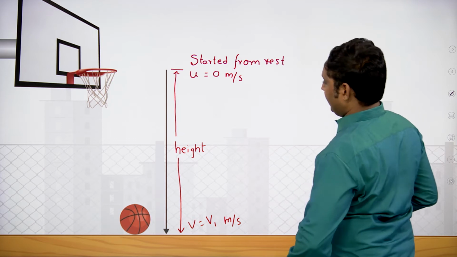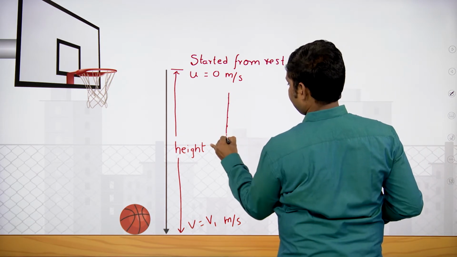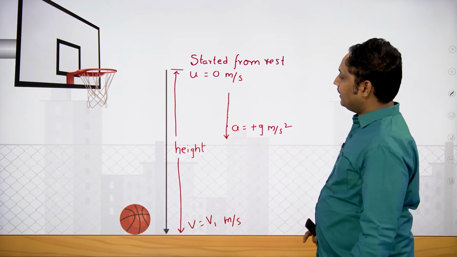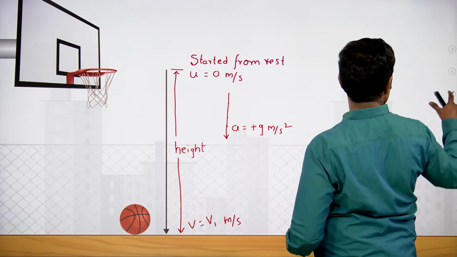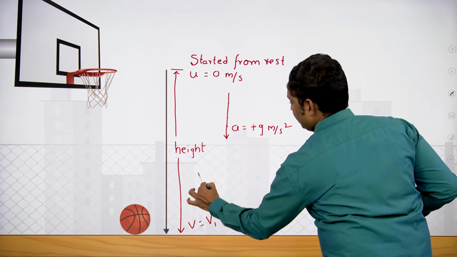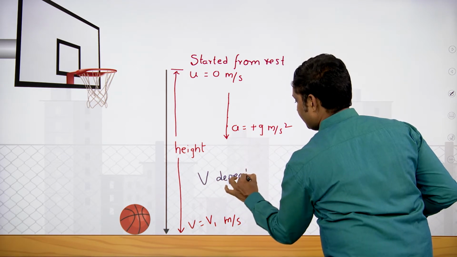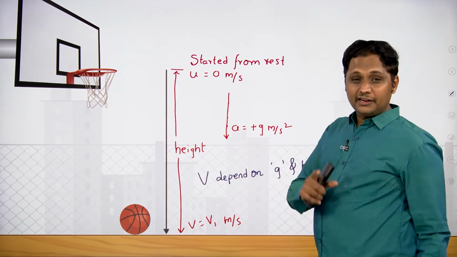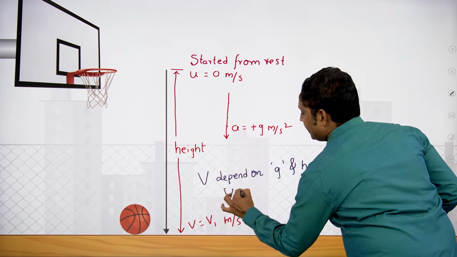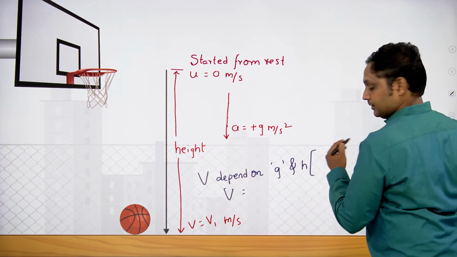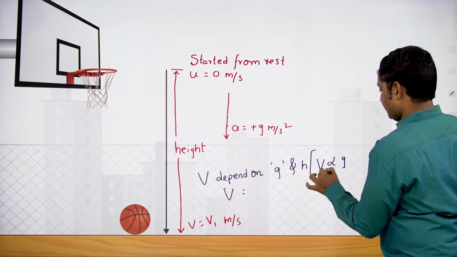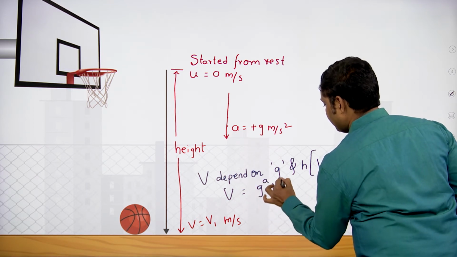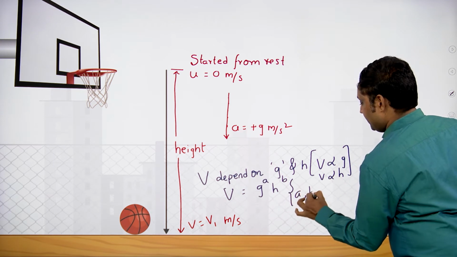If you identify the acceleration due to gravity, here we are going to talk about the velocity. So v depends on g and h. You can express that v depends on g and v depends on h. So we write v is equal to g power a, h power b, where a and b are constants.